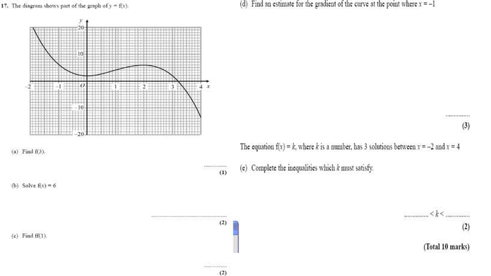Here's a big 10-mark graph question. Right, first thing, you want to find f of 3. So you need to understand what the graph shows. F of 3 is the value of y when x equals 3. This does come up from time to time. So what's the value of y when x equals 3?